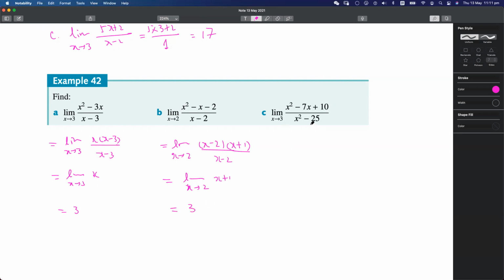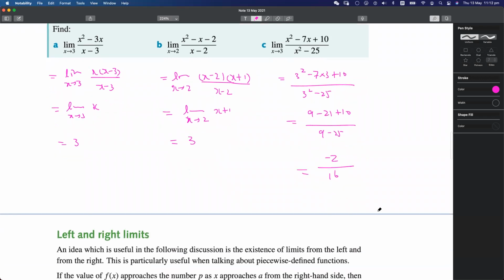Last one, you put it back, there's no problem. You can just simply put it back. 3 squared minus 7 times 3 plus 10 over 3 squared minus 25. So we have 9 minus 21 plus 10 over 9 minus 25. 9 plus 10 is 19, minus 21 is minus 2, over 9 minus 25, which gives us 16. So your answer is, let me double check.